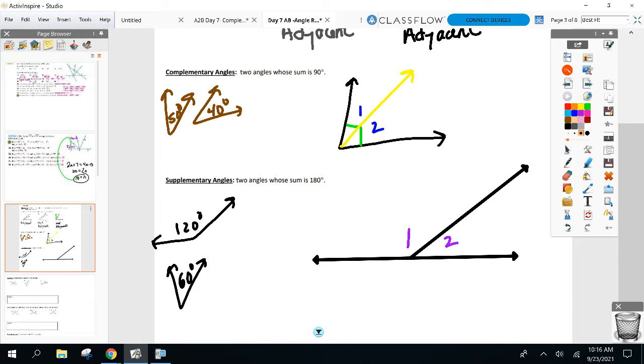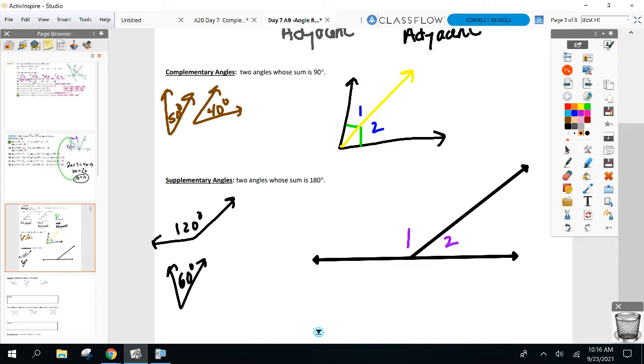No symbols, no nothing. How do I know those two add up to 180? Talk to me. How do I know they add up to 180? You going to try it, Scott? Well, what's a straight line measure? 180. All right. 1 and 2 add up to that straight line, which we know straight lines are 180 degrees. So yes, they're supplementary. And they are adjacent. Good, good, good.